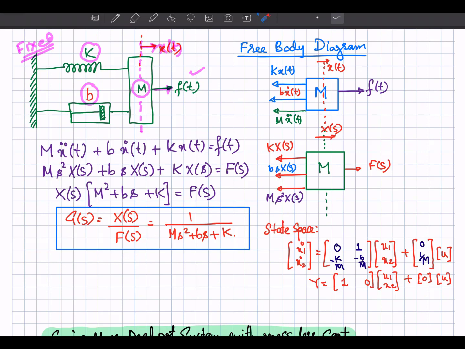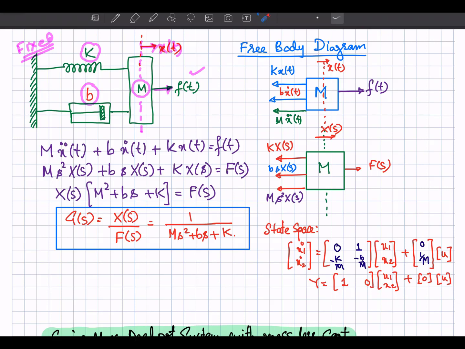Now you can understand this system easily if you develop the free body diagram. What is the free body diagram? It shows all the forces acting on a body of mass m. So if I represent this one with this block having the mass m, the input force is f of t that you are going to apply over this mass.